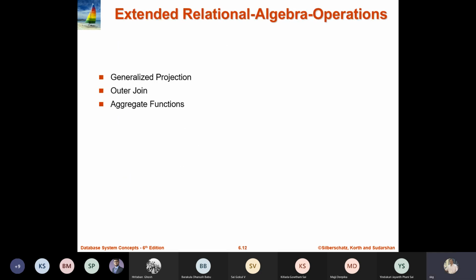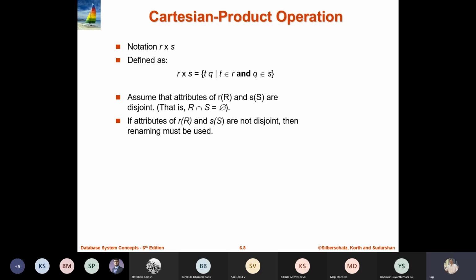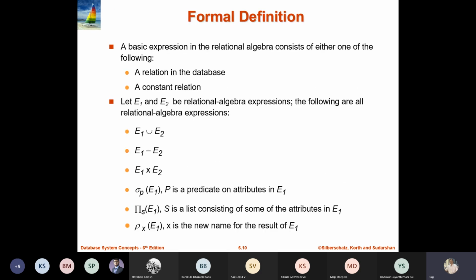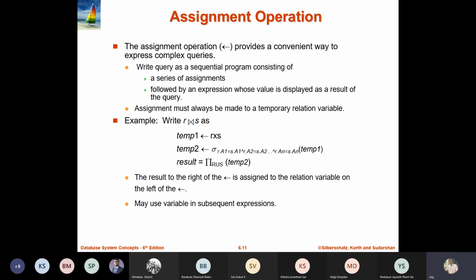So these are the basic operations, and what we see is that we can do some of these with the expression, some of these formal operations, and then we have this assignment operation. So taking an expression and assigning it temporarily to a relation, right? So this helps us in basically simplifying the whole operation, right?